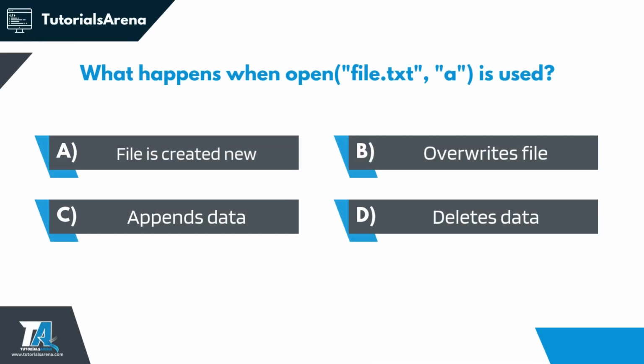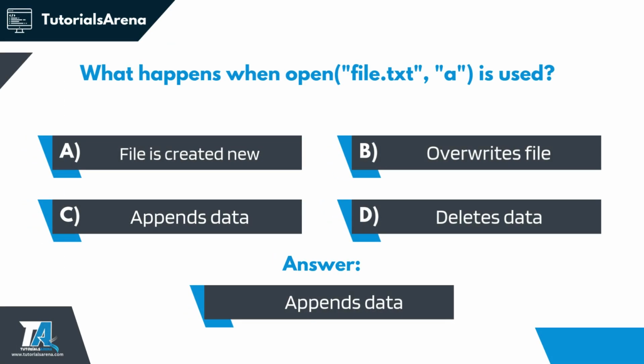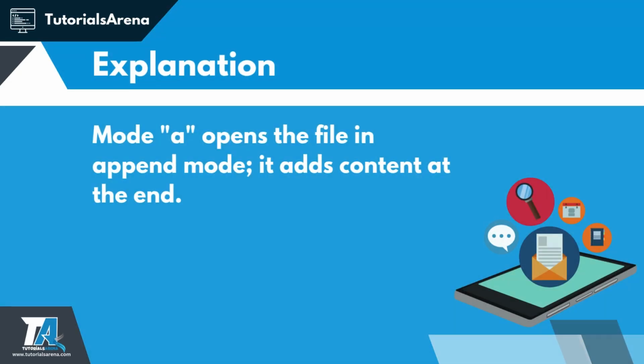What happens when this function is used? The correct option is option C, appends data. Mode a opens the file in append mode. It adds content at the end.